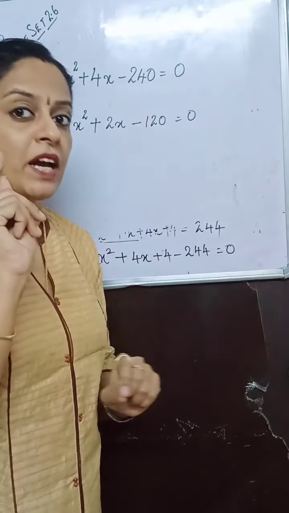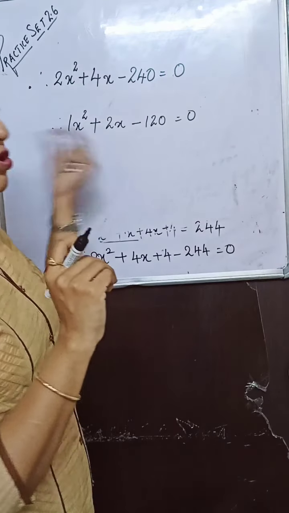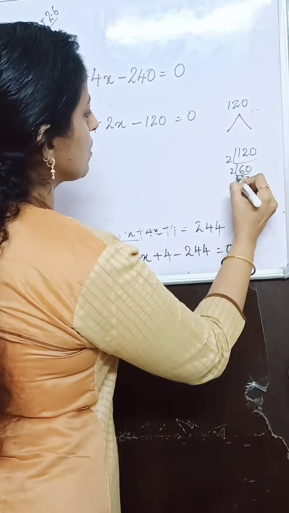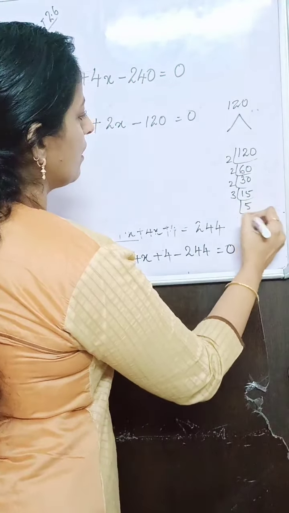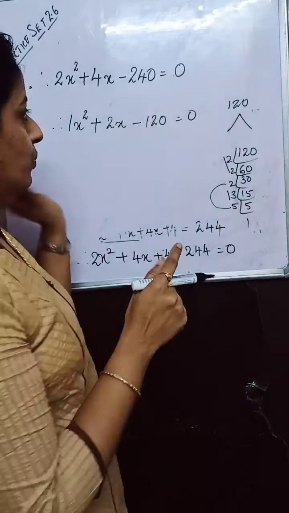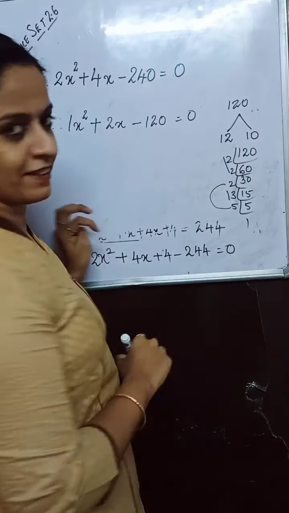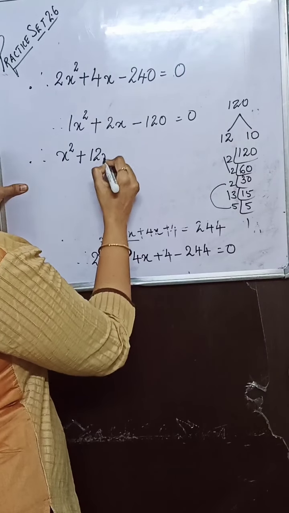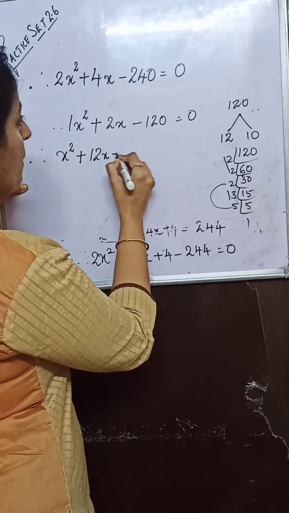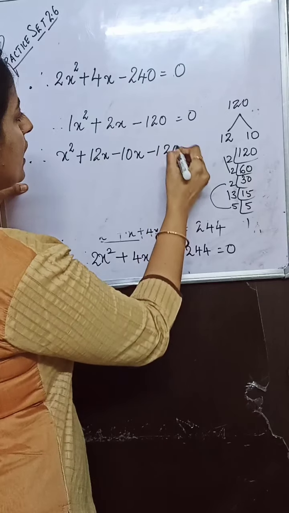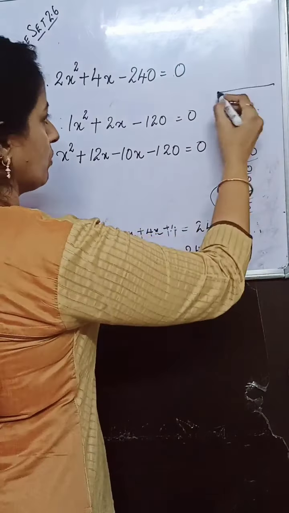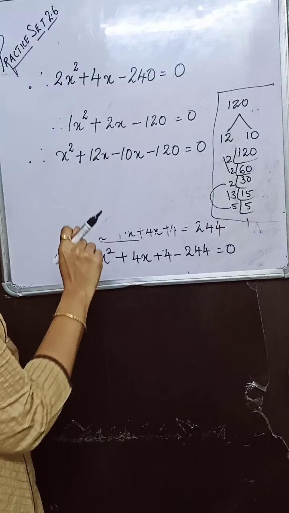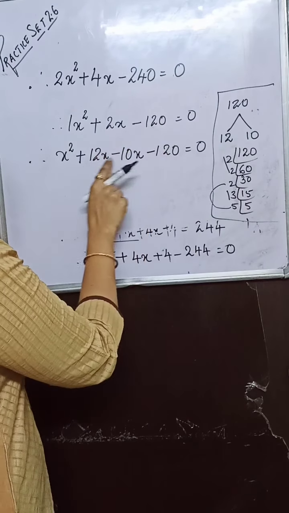When I multiply, I should get minus 120. When I add or subtract, I should get plus 2x. So we go for factorization. 120 is 2 sixes are 12, 2 threes are 6, 2 ones and 5, 3 fives, 5 ones. 12 minus 10 will give me 2. So the numbers are 12 and 10. Very simple. So write down, therefore x square plus 12x, the bigger number gets the plus sign, minus 10x minus 120 equal to 0. Understood? Plus and minus is minus. 12 minus 10 is 2x. And 12 into 10 is 120, plus and minus is minus 120.